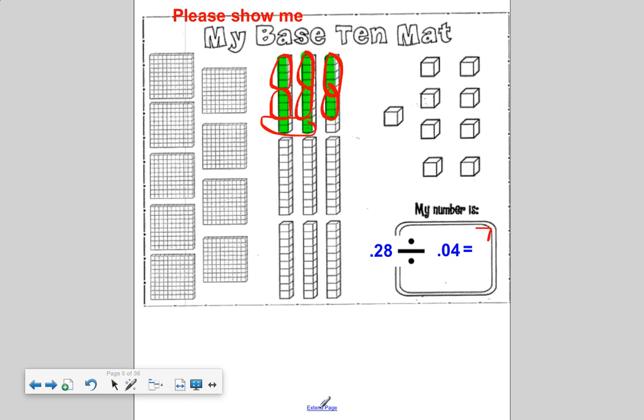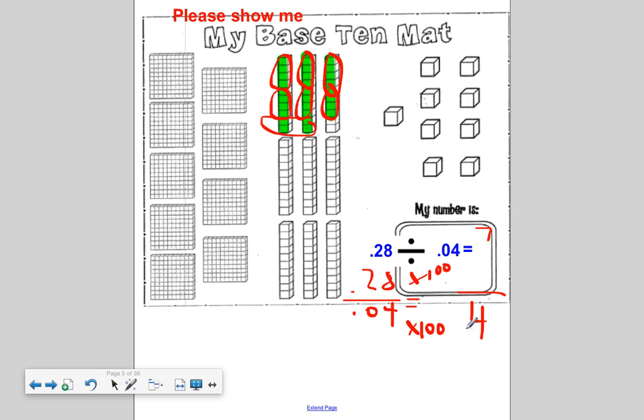What if you would rather use math? Let's rewrite this division of decimals in fractional form. 28 hundredths divided by 4 hundredths. I don't like working with decimals. I'd rather work with friendlier numbers such as 4 wholes. What power of 10 can I multiply 4 hundredths by to just get 4? This is in the hundredths place, so I'm going to multiply it by 100.